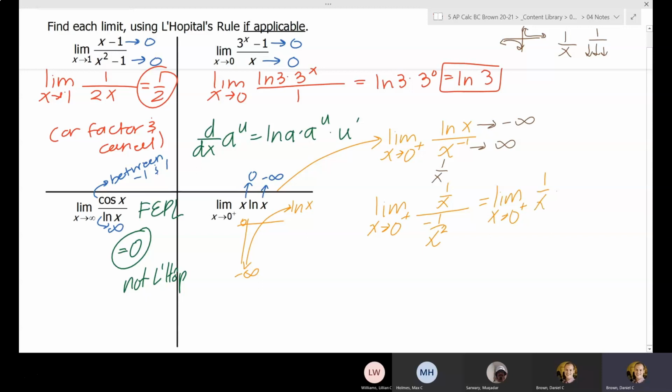Dividing by a fraction, same thing as multiplying by the reciprocal. So this is really just the limit as x goes to 0 of -x, from the right, I should say. Where is this limit headed overall? It's just headed to 0 after we did all that work. Questions on that?